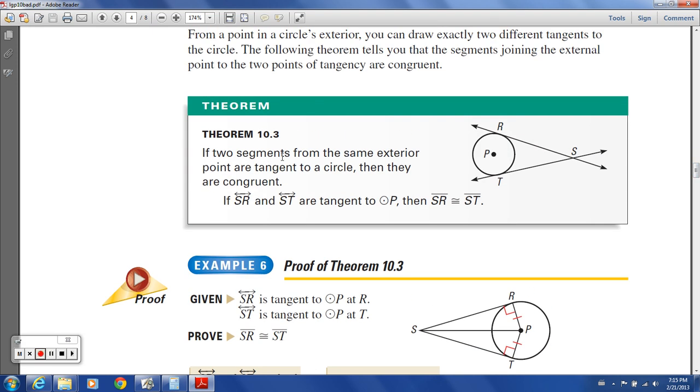And Theorem 10.3 is another one you should know, but I don't feel like it's all that hard to remember or to intuitively think about. So if two segments from the same exterior point are tangent to a circle, here's that exterior point, S. They're tangent here at R and T. They just touch right there. That would mean they are congruent. So ST, from S to T, would be congruent, same measurement, same distance as you would have from S to R. So you could put a little tick mark here and here, saying TS is the same as RS, or SR is the same as ST, in another way to think of that.